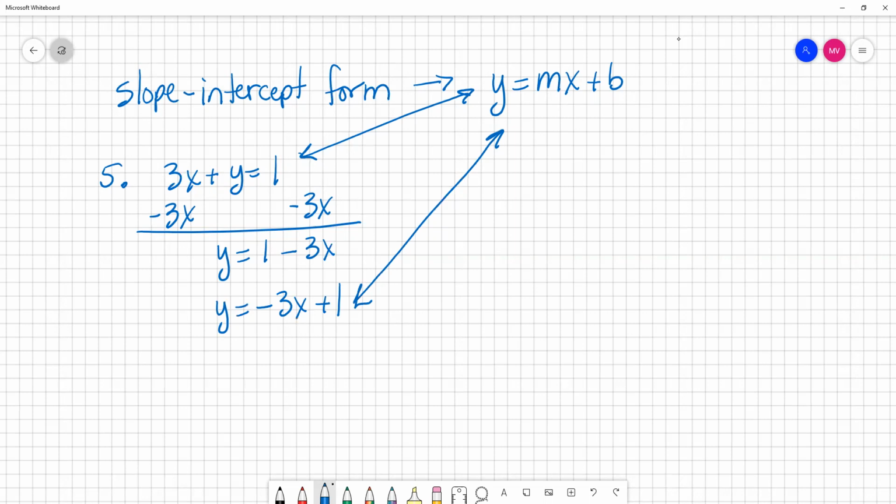Linear equation. The whole thing is the linear equation. It stands for the y-intercept. It is the y-intercept.